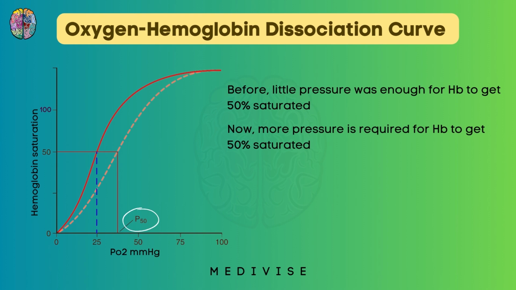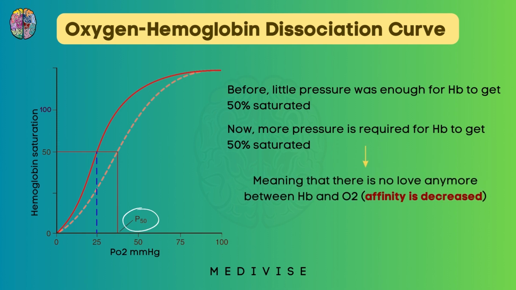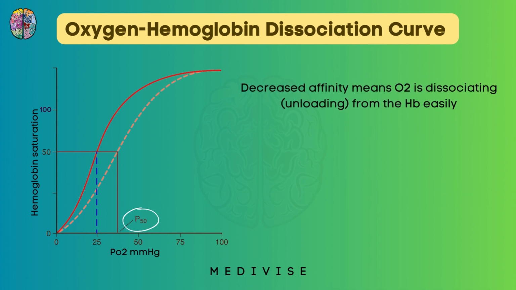Now, as you can see from the graph, we have to give about 35 to 40 mmHg of oxygen for the hemoglobin to get 50% saturated. So what does this signify? It tells us that the affinity of oxygen to hemoglobin is decreased. Affinity in a way means love. So the love between oxygen and hemoglobin is decreased, because oxygen is not readily binding with the hemoglobin, right? You have to give a lot of pressure for the hemoglobin to get saturated. So decreased affinity means the oxygen is dissociating or unloading from the hemoglobin easily, right?